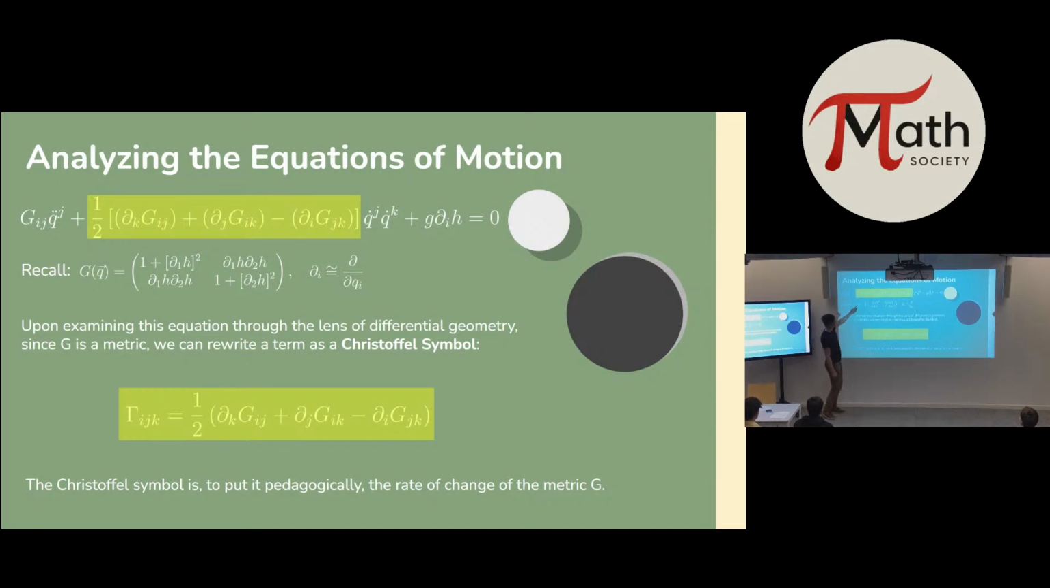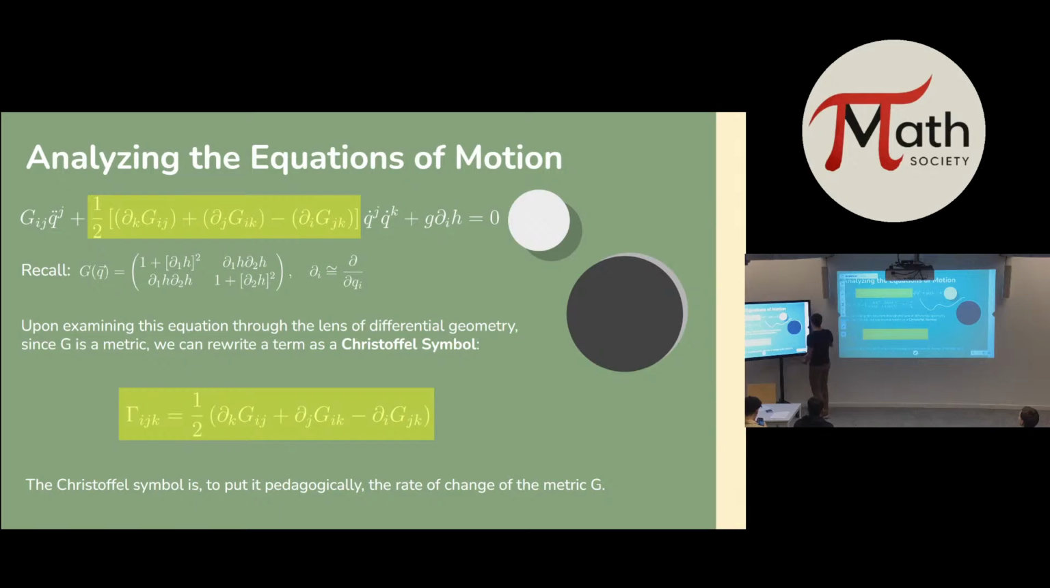Recall, this metric is some first order partial derivative of our height field, and we're taking partial derivatives of that. So we're really looking at the second derivatives of our height field. And we know from calculus, when we have some height field, the second derivative describes the local concavity and curvature. So you can think of the Christoffel symbol like a 2D description of this local curvature.